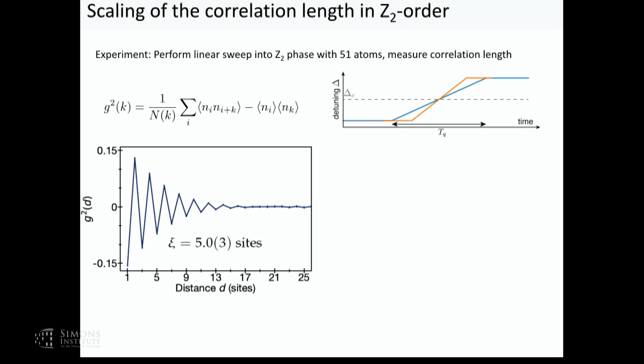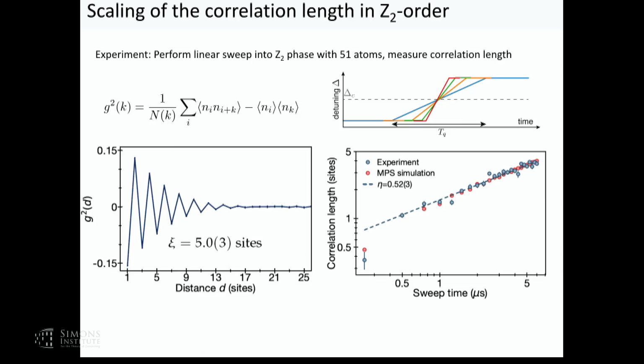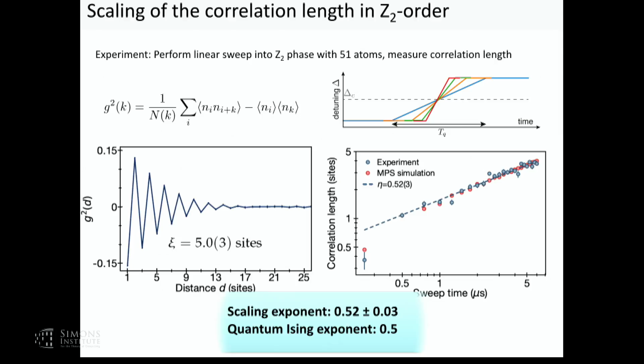But we can change the ramp speed, and then by plotting, for example, the correlation length as a function of this sweep time, we indeed see that our correlation length scales polynomially with the sweep time, with a slope which is actually quite close to 0.5. It's actually a little bit higher than 0.5. I can maybe talk about this later on.